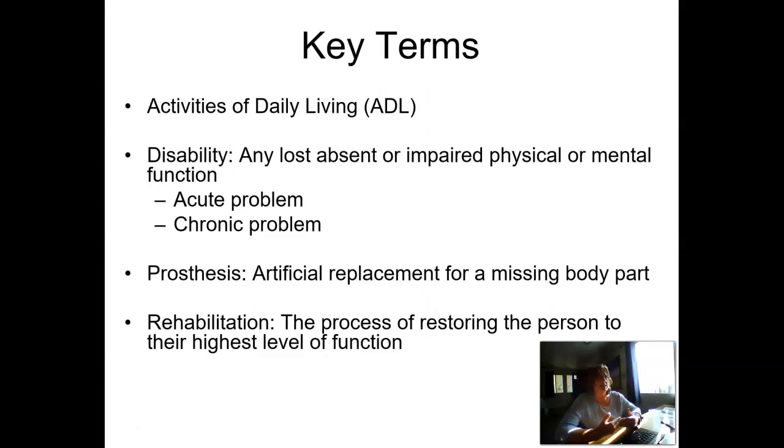One thing we always have to keep in mind when we're talking about rehabilitation is our goal is not to do everything for another person. Our goal is to help them get to the best level, the highest level of functioning that we possibly can, so they can do things for themselves. So that's always what our goal is going to be. Now, some people might have a prosthetic device, and a prosthesis is an artificial replacement for a missing body part.